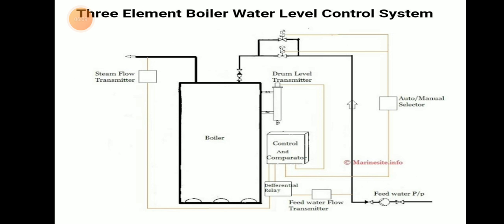3-element boiler water level control. Here we have the steam flow transmitter, boiler, differential relay, controller and comparator, feed water flow transmitter, auto manual station, and drum level transmitter. This is just a basic picture of a 3-element boiler water level control system.